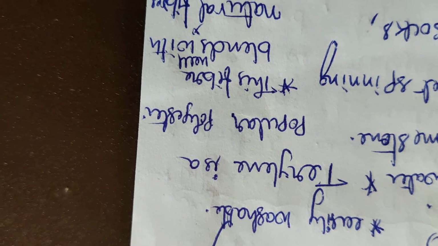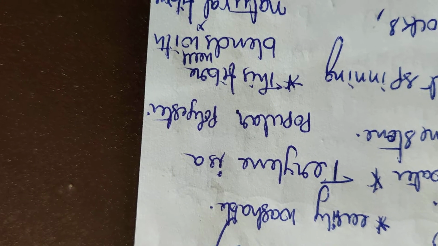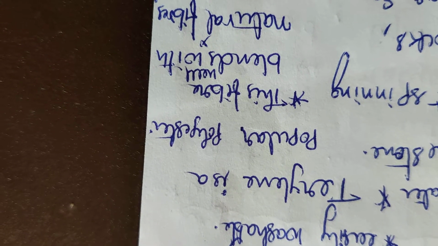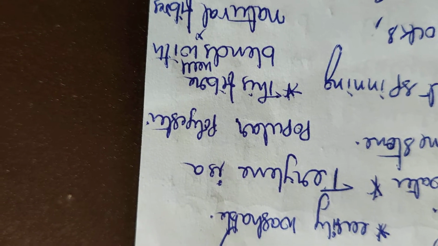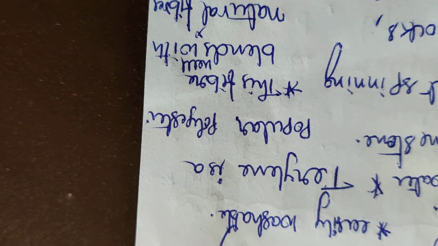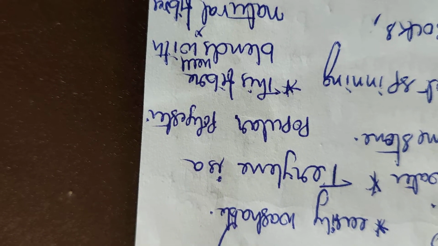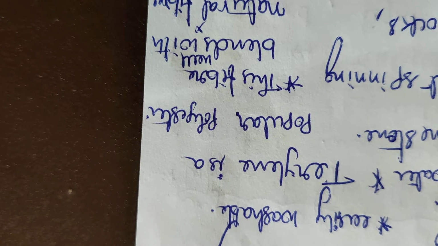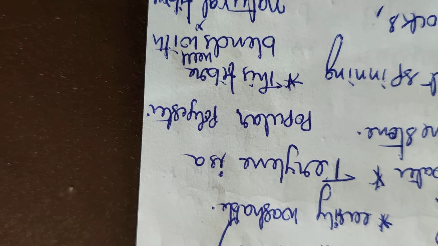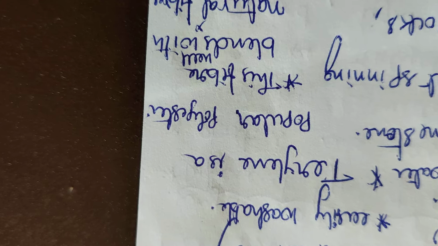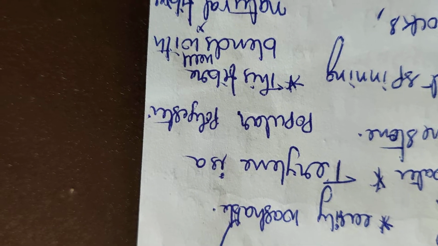Next, these fibers blend well with natural fibers. So here I used a word, blending. What is blending? The synthetic fibers are mixed with two or more fibers, either with natural fibers or any other synthetic fibers.